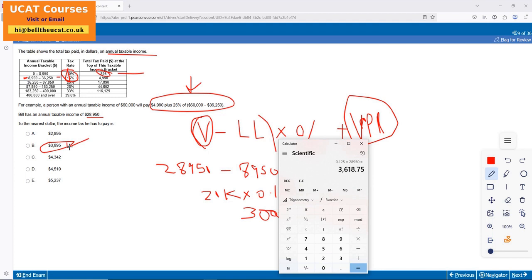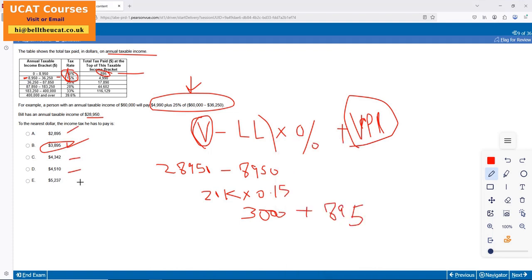Do we have 3,618? Now the disclaimer. This will not give you the exact answer. I can only afford to use this option when the options are wide apart. Do we see the options are, except these two, do we see the options are wide apart? And when do I use it? Options are wide apart, number one. Number two, I'm running out of time.